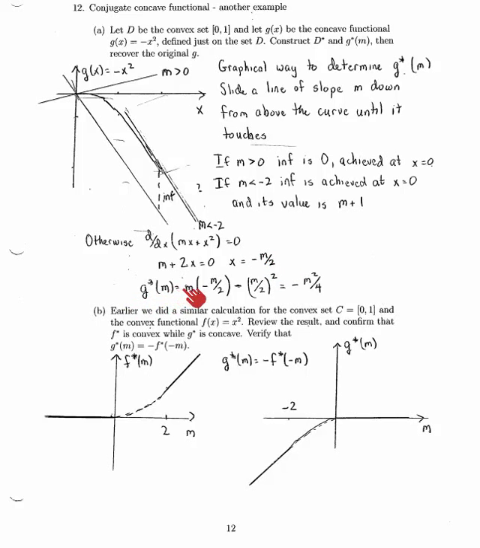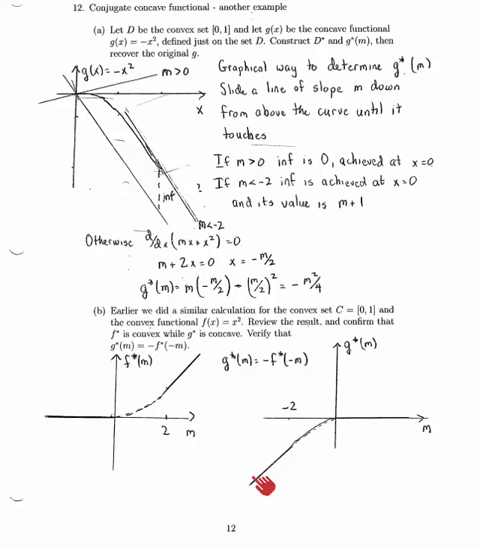And g star is equal to m times the value of x that we found minus the square of the value of x that we found. Yet again, we get two terms that are very similar, except they've got different coefficients. When I combine them, I get minus m squared over 4. You may remember that with the convex functional x squared, the conjugate functional was plus m squared over 4.